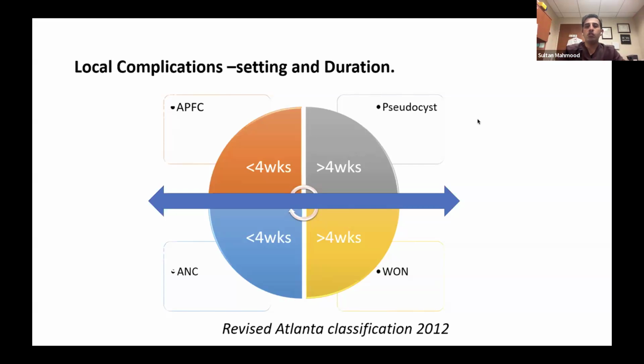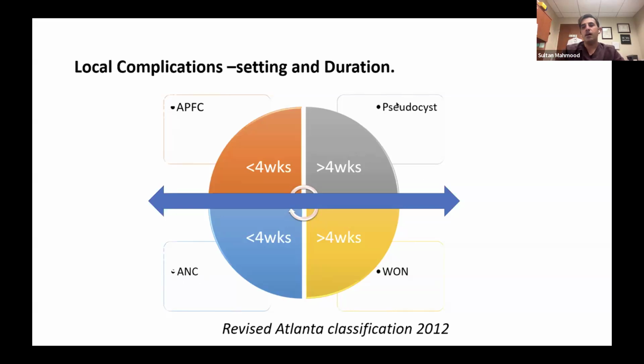If the initial presentation was acute interstitial pancreatitis, then the patient will develop an acute peripancreatic fluid collection, and after 4 weeks we will call that a pseudocyst. At the bottom half, if the pancreatitis started off as necrotizing pancreatitis, it will be called an acute necrotic collection, and after 4 weeks we can call it a walled off necrosis.